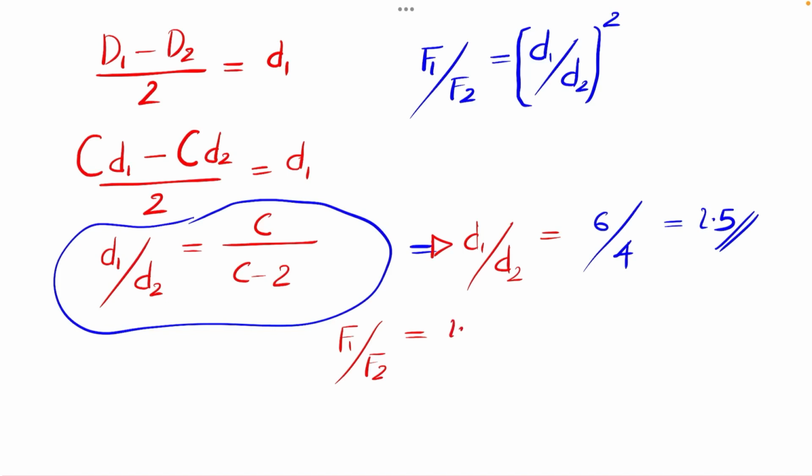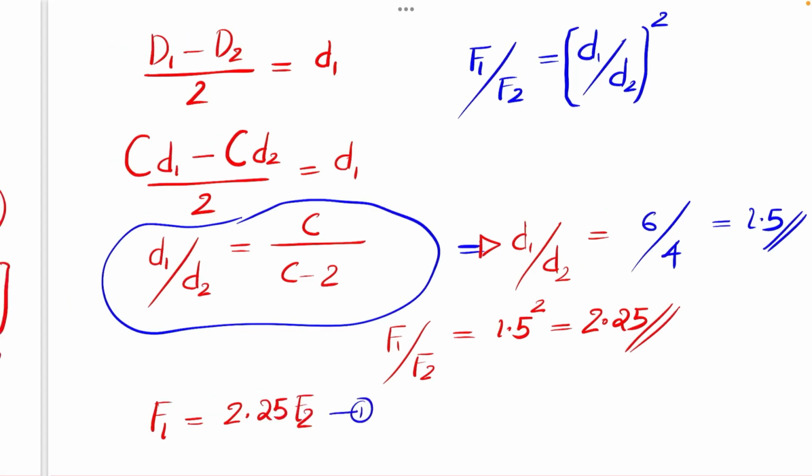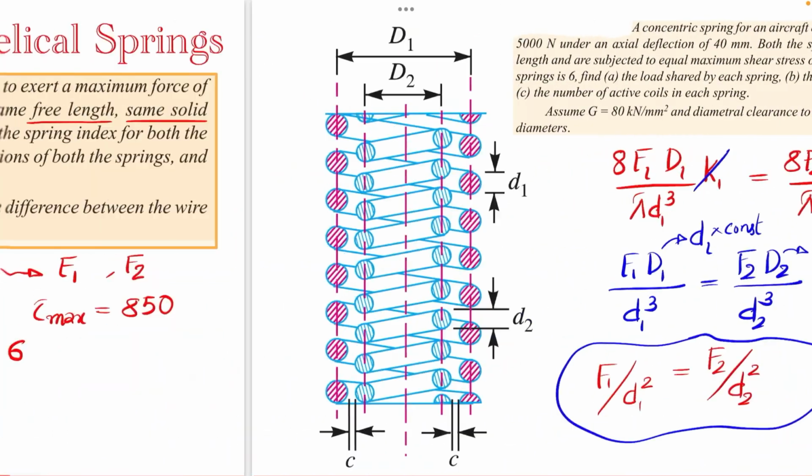So from this I can find the value of f1 divided by f2. This will be equal to d1 by d2 the whole square, which is 1.5 square, and this value will be equal to 2.25. So from this I can write f1 equal to 2.25 times f2.